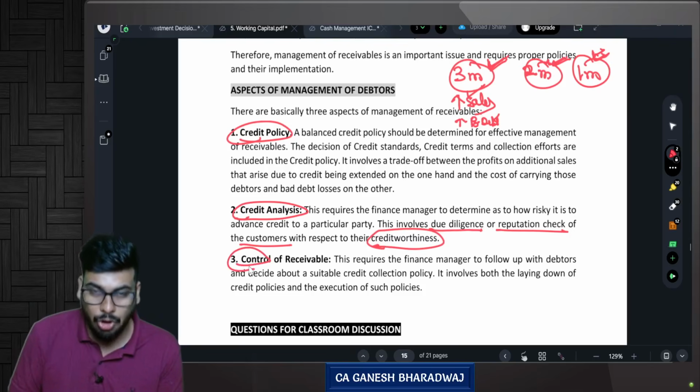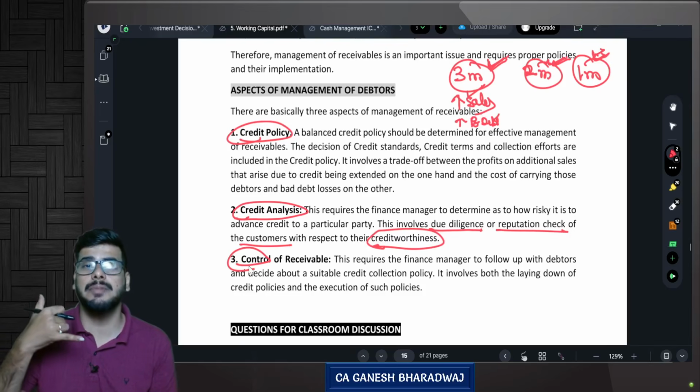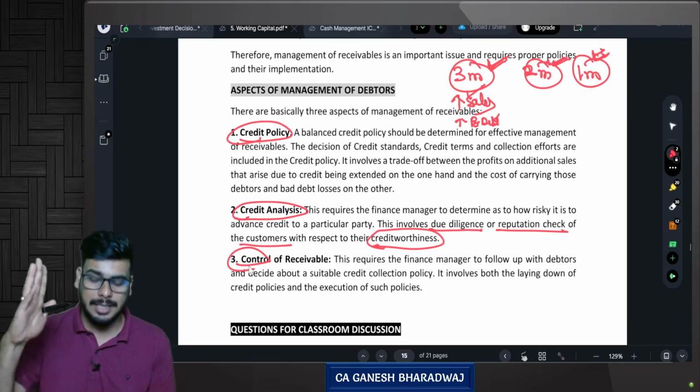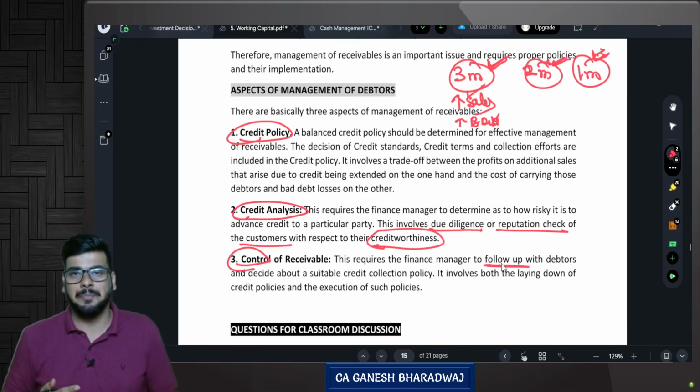And then control of receivables. You should have a dedicated team to follow up on the payments and all that and ensure that this guy makes the payment on time. Are you clear with this? So following up with the data and all that.